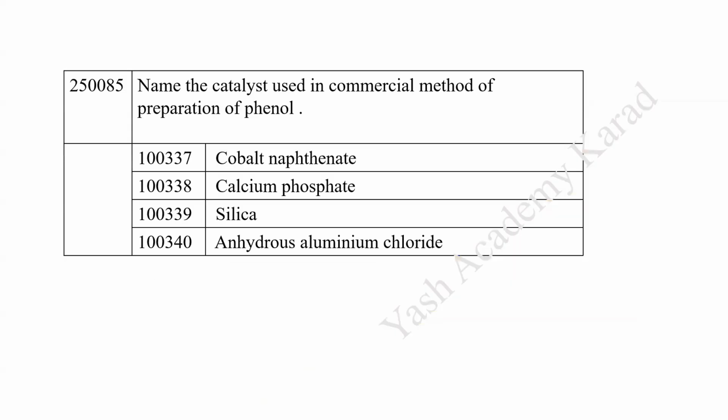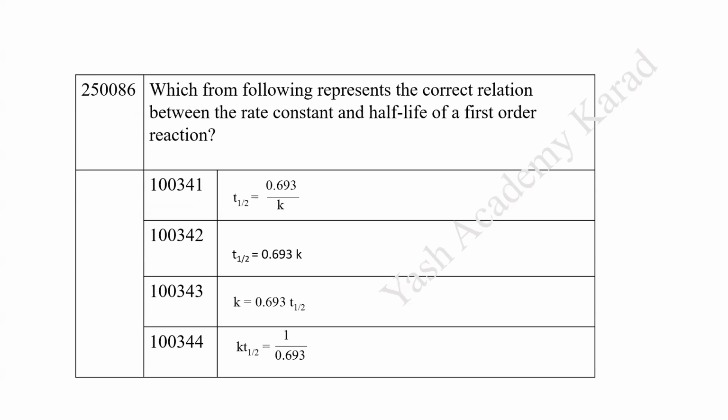Name the catalyst used in commercial method of preparation of phenol. That is cobalt naphthenate. Which from following represents the correct relation between the rate constant and half-life of a first order reaction? So correct answer is t half is equal to 0.693 divided by k.